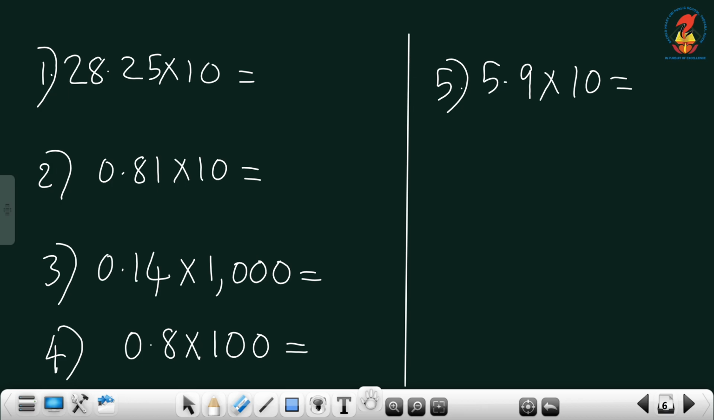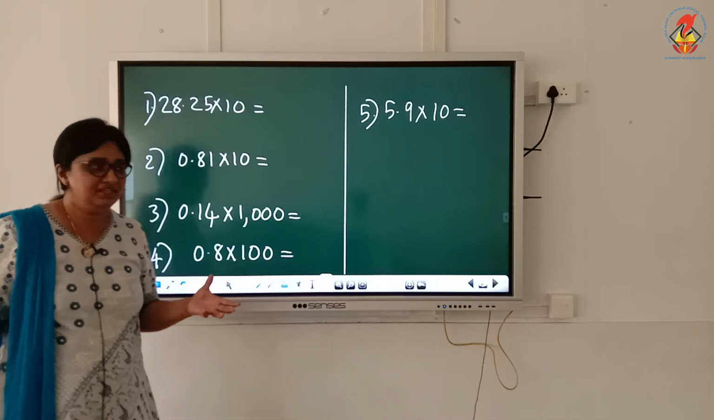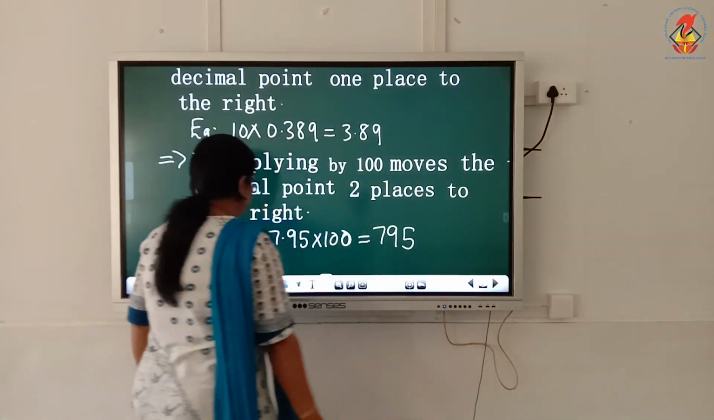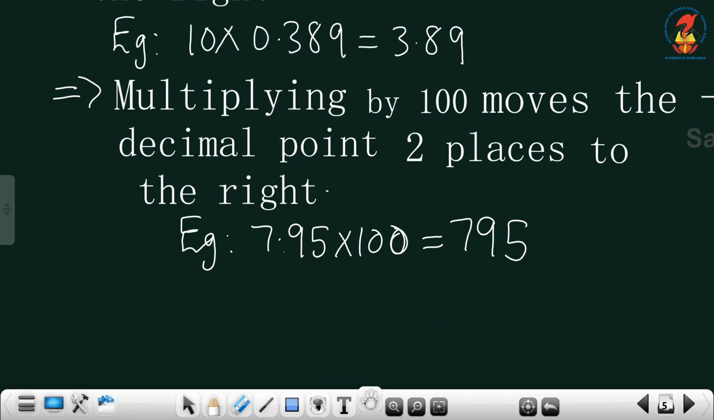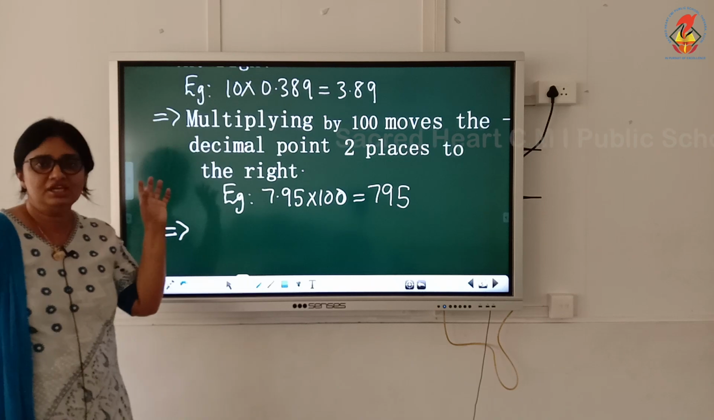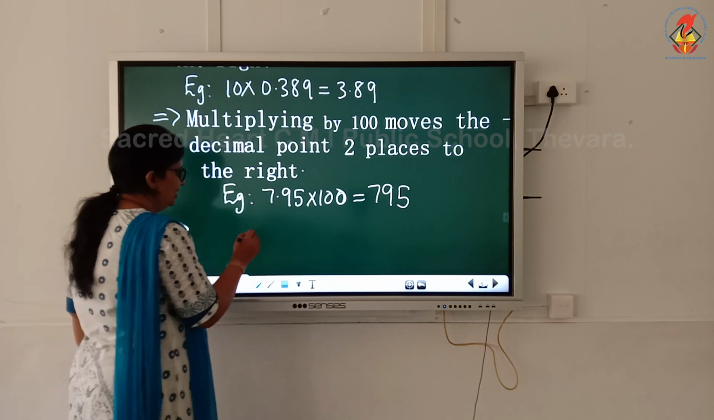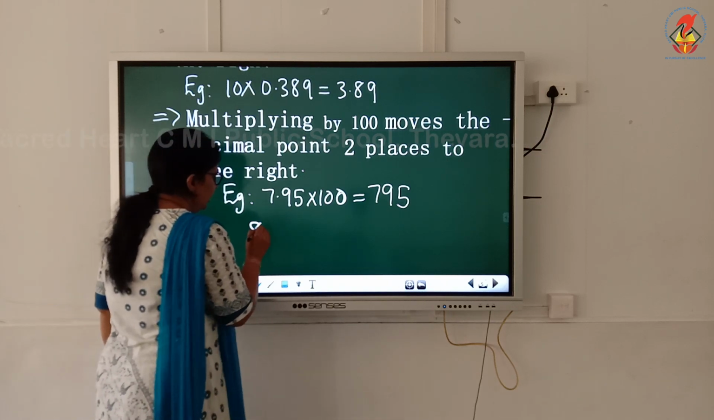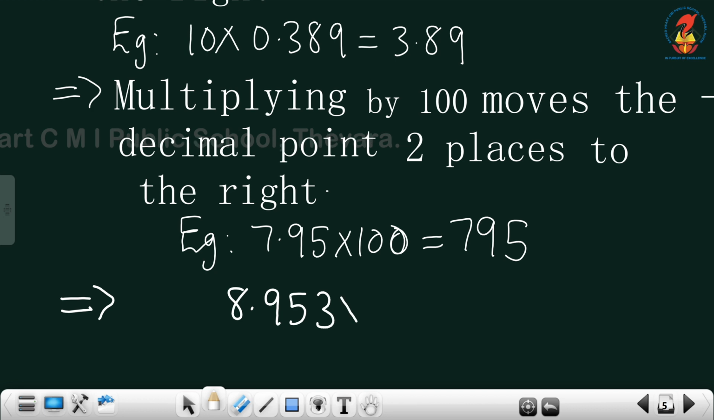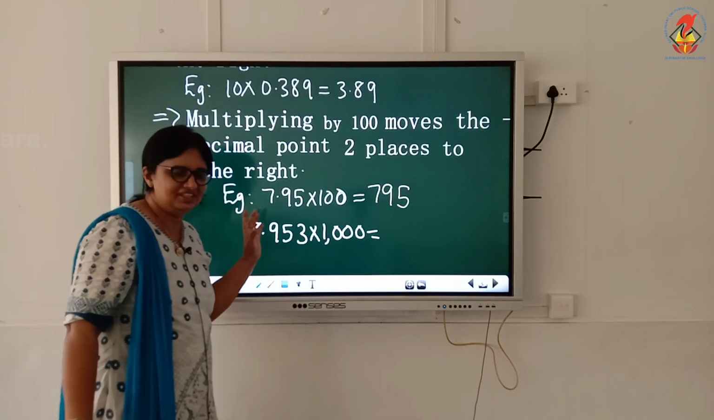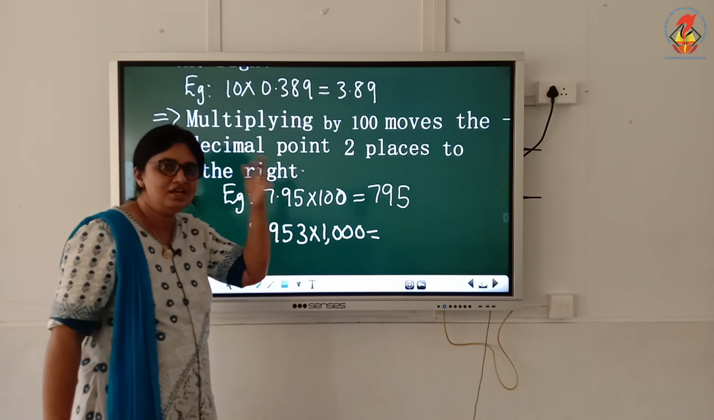Okay. And multiplying by 1000, what will happen there? That also I will show you there. Multiplying by 1000, what will happen there? See, the decimal point moves 3 places to the right only. I will give you one example for multiplying by 1000, that is 8.953 into 1000. See this, children, here we have 3 zeros, so the decimal point needs to jump 3 places to the right only.